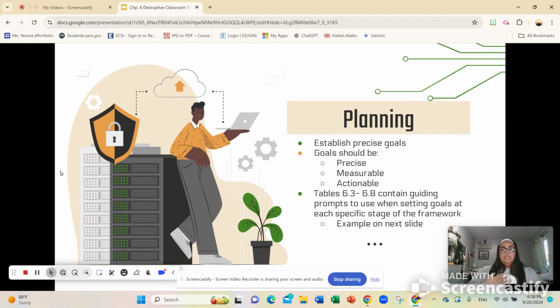But going back to the goals, Magana stresses that goals should be 3 things: precise, measurable, and actionable. Very similar to the sort of objectives and goals that we drafted in the beginning of the year with the learning objectives assignment in this course. And if you check out tables 6.3 through 6.8, which can be found on pages 95 to 100, they offer guiding prompts to use when setting goals at each stage of the T3 framework, which I will actually be sharing with you all in the next slide. One of the tables.